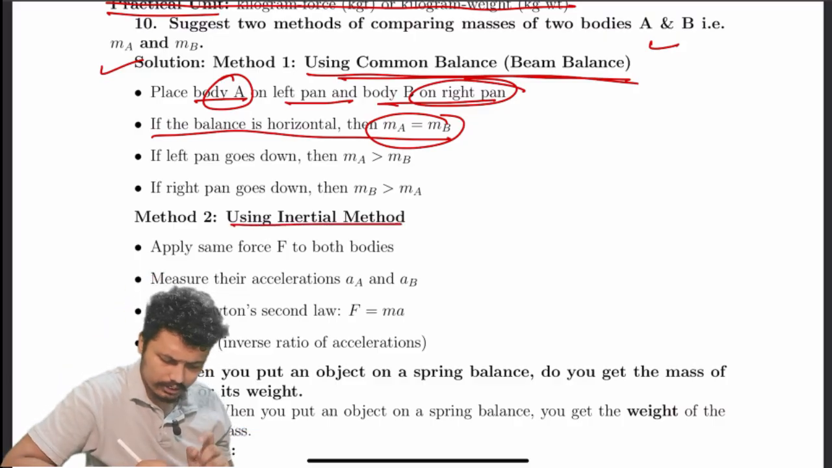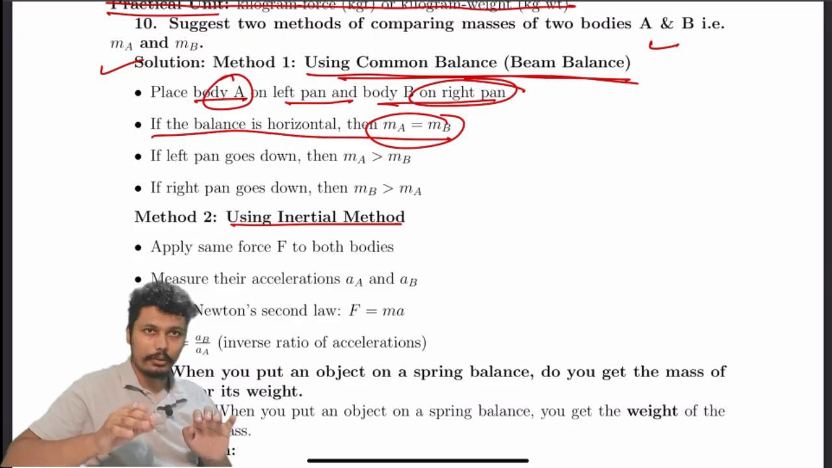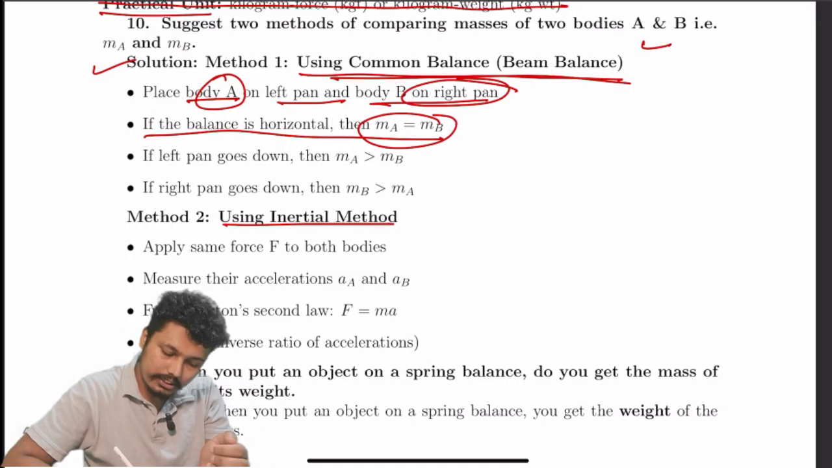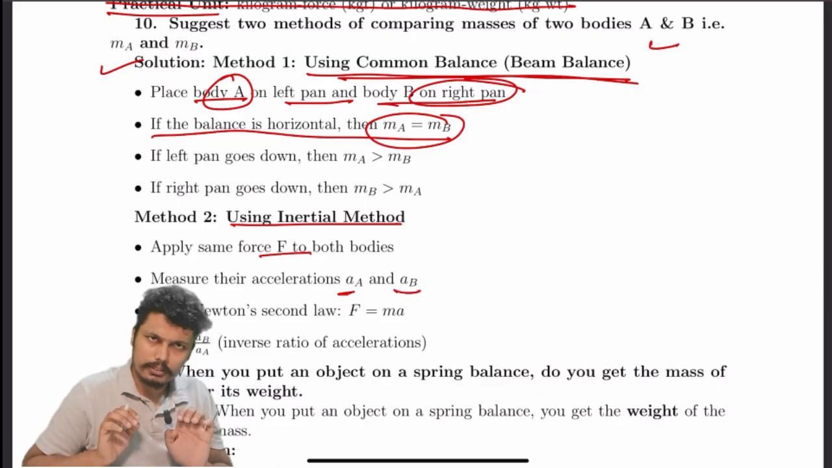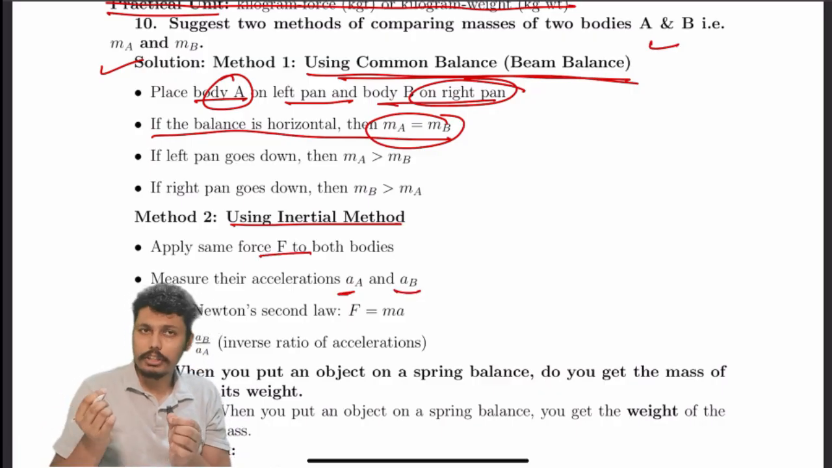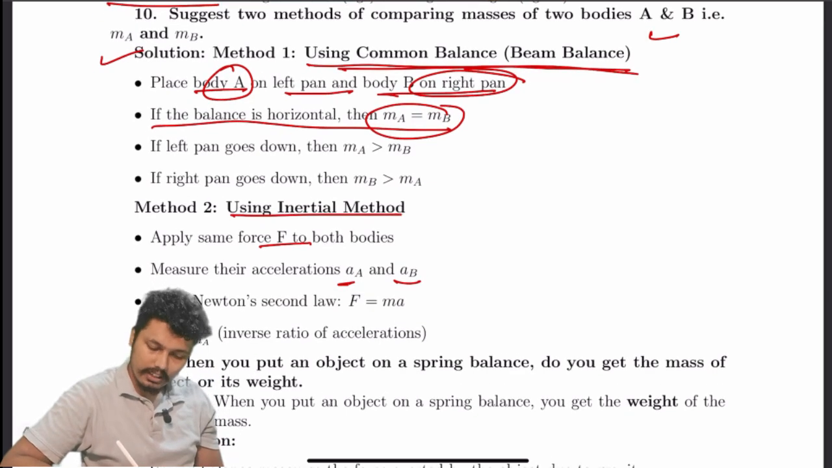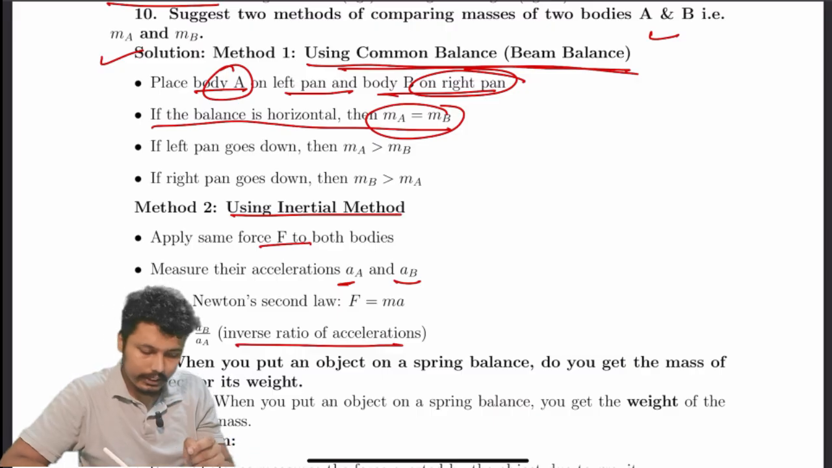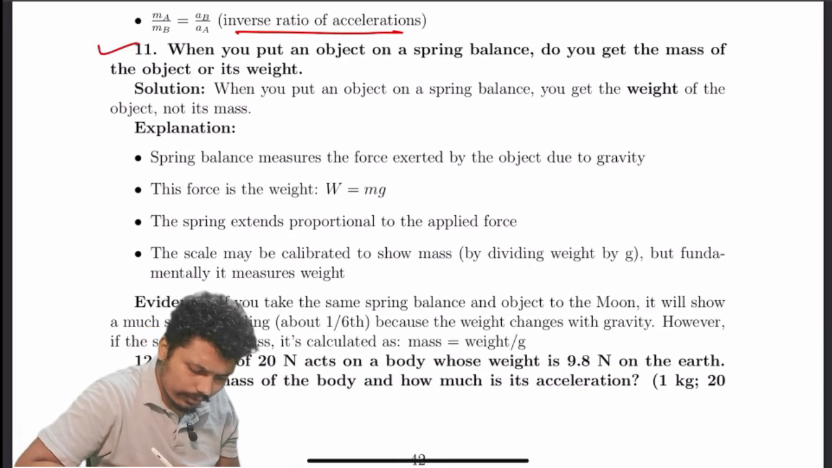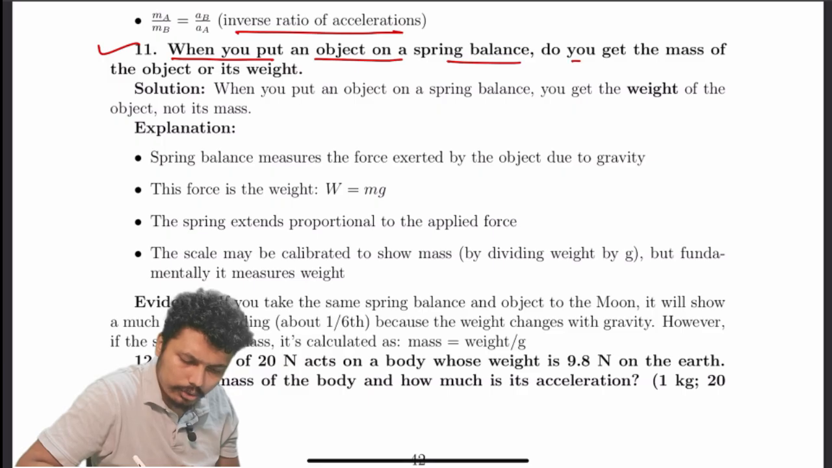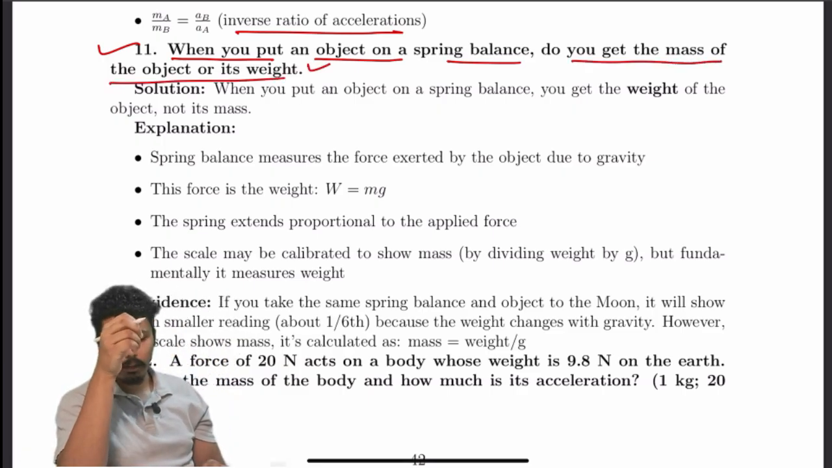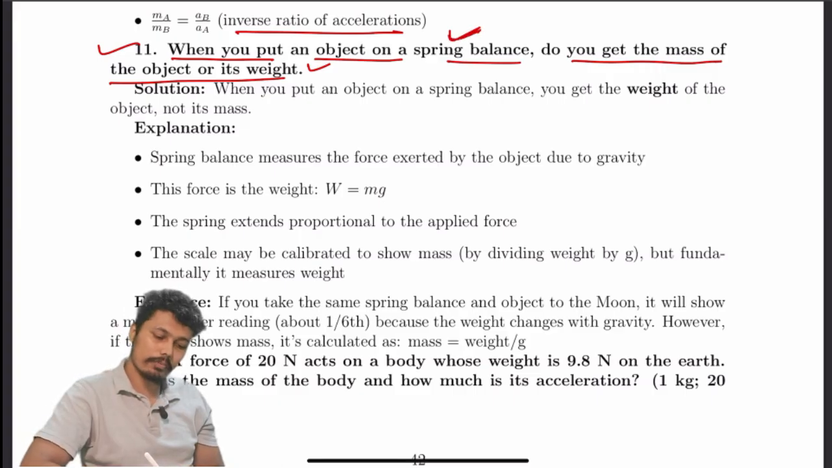Or we can use the inertial method. How can you do the inertial method? You apply the force and you see the acceleration. You apply the same force, push the same. The object which is moving faster will have less mass. So you can use this method also. Question number 11: when you put an object on a spring balance, do you get the mass of the object or its weight? Spring balance will give weight.